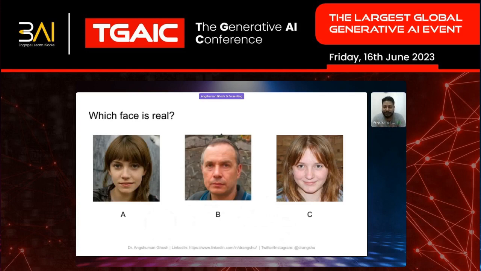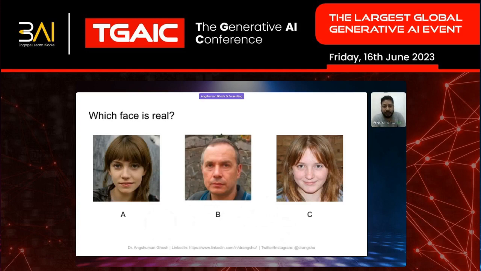I tried it in the class and nobody could give me the correct answer. So the correct answer is B. No, not B. Actually, the correct answer is none of these faces are real, right? All three of them are generated by AI. So it is really fascinating, isn't it?